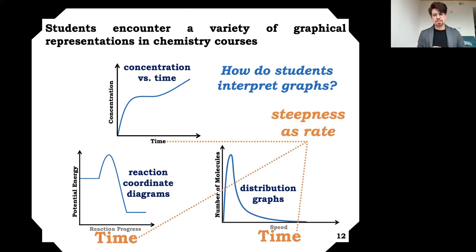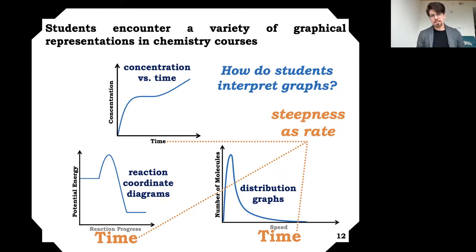They have these productive ideas for interpreting graphs, and the challenge is knowing when those ideas are relevant. But we have this idea of steepness as rate across these different representations with this implicit association of time with the x-axis. And I want to make a disclaimer there.